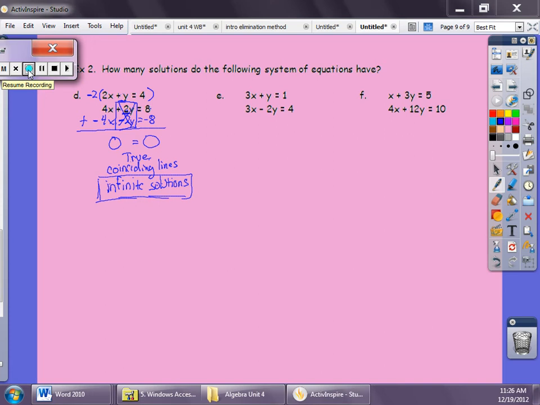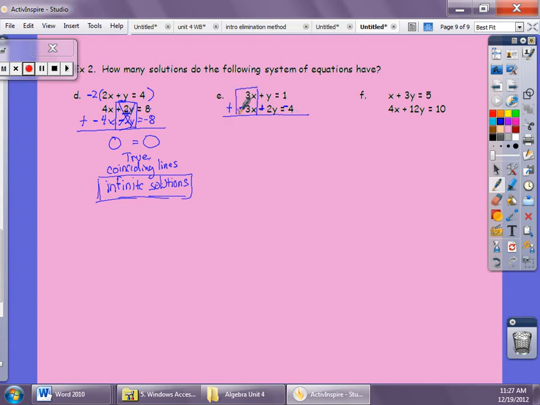Now when we look at the second example, we have 3x plus y equals 1, 3x minus 2y equals 4. What we want to do in this one is eliminate one of the variables. If we notice, we already have the x's, both of them are 3. So we can box out the x's. One has to be positive, one has to be negative, so I'm actually just going to change all of the signs in here. Now, when we add these together, we box out the 3x. And we have y plus 2y, which gives me 3y. 1 plus negative 4 gives me negative 3. We divide by 3, and we get y equals negative 1.